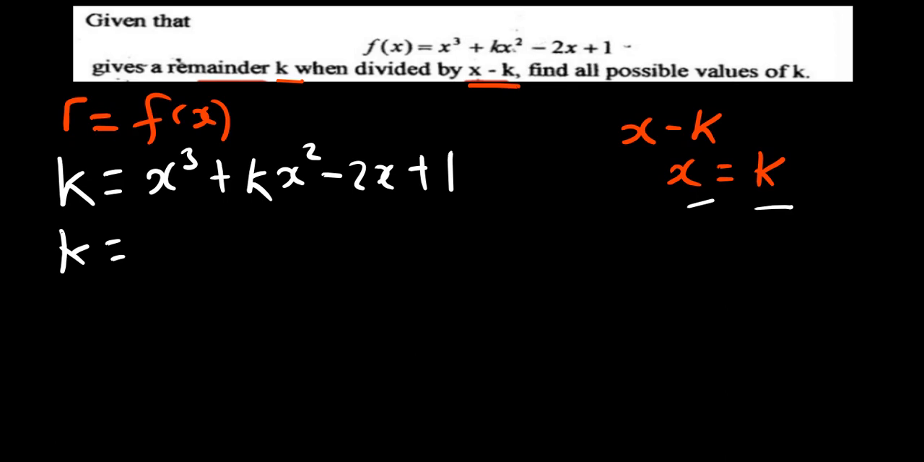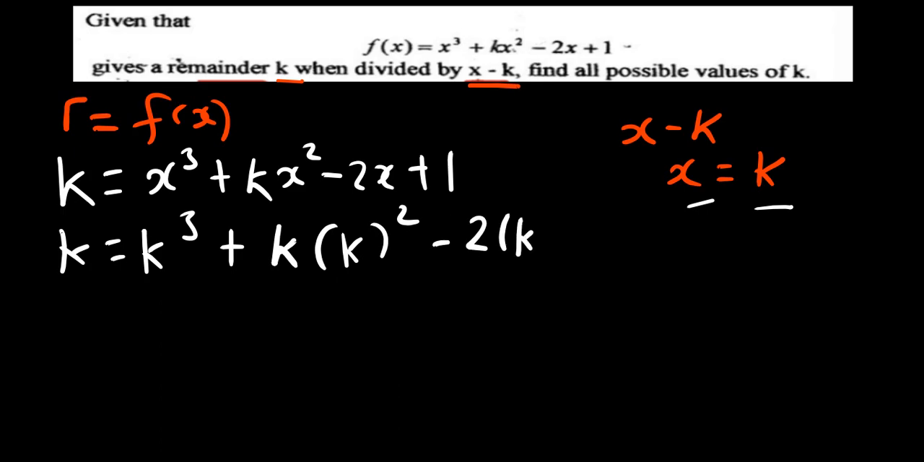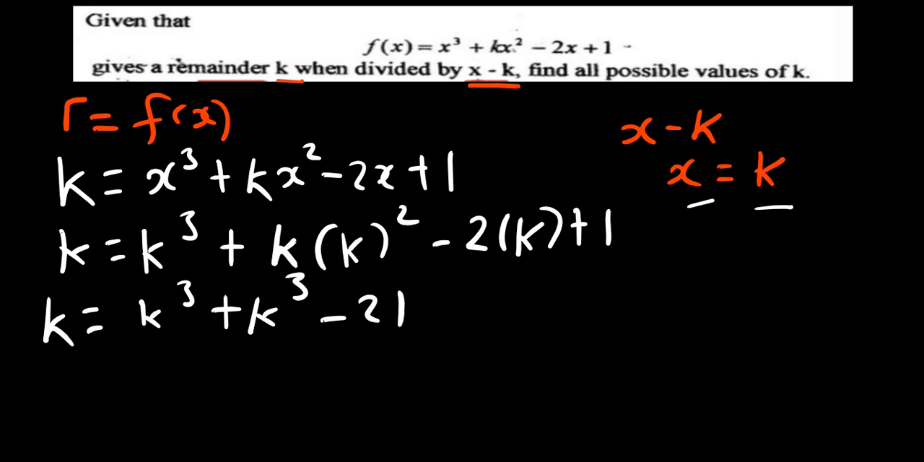We have k to the power 3, plus k multiplied by k squared, where there is x again we replace it with k, minus 2k plus 1. So k is equal to k to the power 3 plus k multiplied by k squared, which gives k to the power 3, minus 2k plus 1.